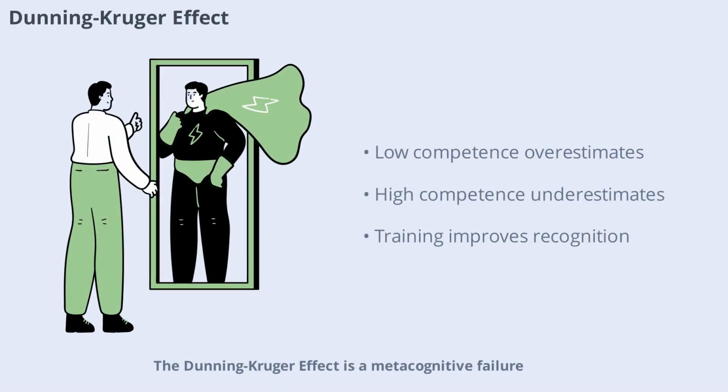The Dunning-Kruger effect is a metacognitive failure where people with low competence overestimate their performance, while high-competence individuals slightly underestimate theirs. This occurs because the skills needed to produce correct responses are also needed to evaluate them. Training improves both performance and the ability to recognize deficits. The effect is moderated by culture and is not simply about stupid people thinking they are geniuses.